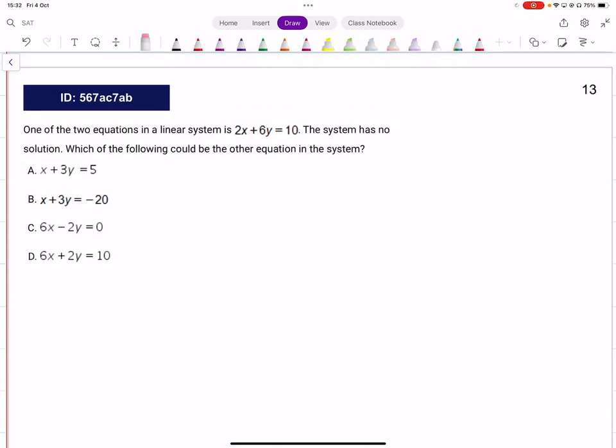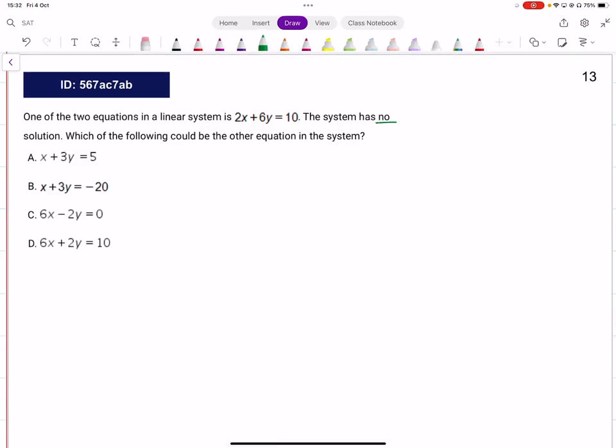One of the two equations in a linear system is 2x plus 6y equals 10. The system has no solution. Which of the following could be the other equation in the system? If you want no solution, what that means is the two equations have to be parallel, right? X and Y coefficients should be the same. Now, it could be some multiple of this equation as well.